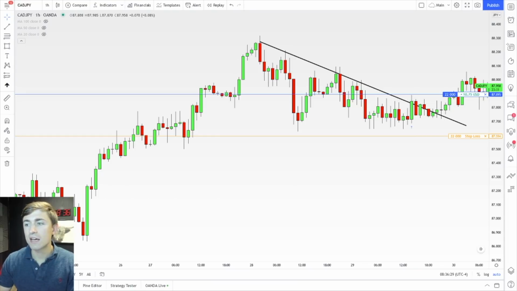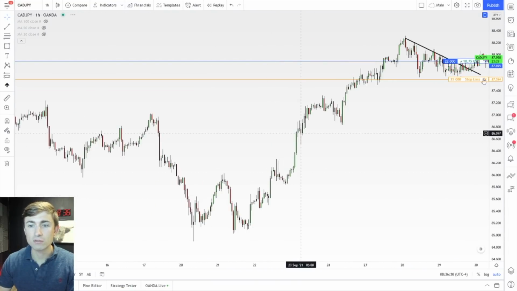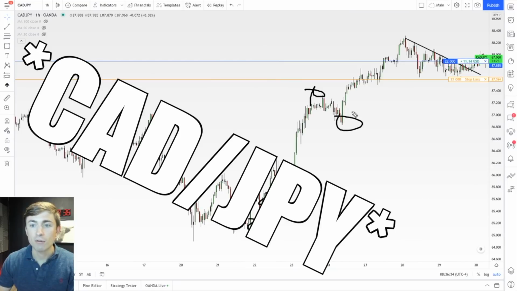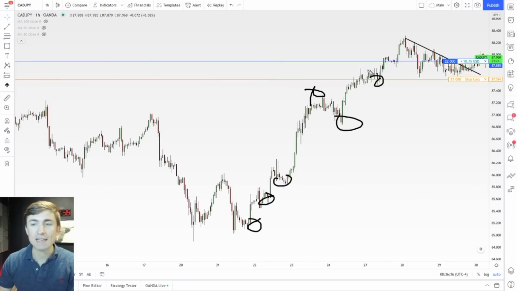What I noticed is that, again, we were forming this series of higher highs and higher lows on the CAD Swiss, right? So, sorry, CAD yen. I keep saying CAD Swiss. CAD yen is what I'm looking at. I was looking at Swiss pairs earlier, that's why I said that. But basically, we put in this high. We had a lot of strength to the upside. Price started to pull back.